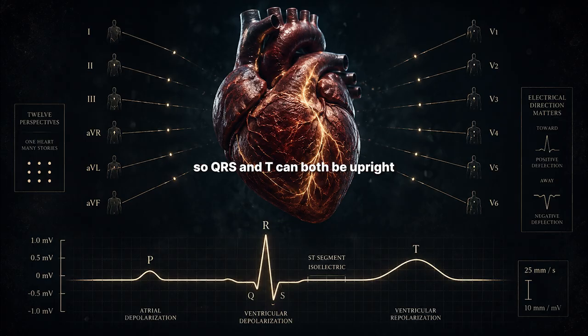So QRS and T can both be upright, and many normal leads do not match. Do not memorize shape without direction. Ask what wave is moving, where the tissue activates or recovers, and which lead is watching.